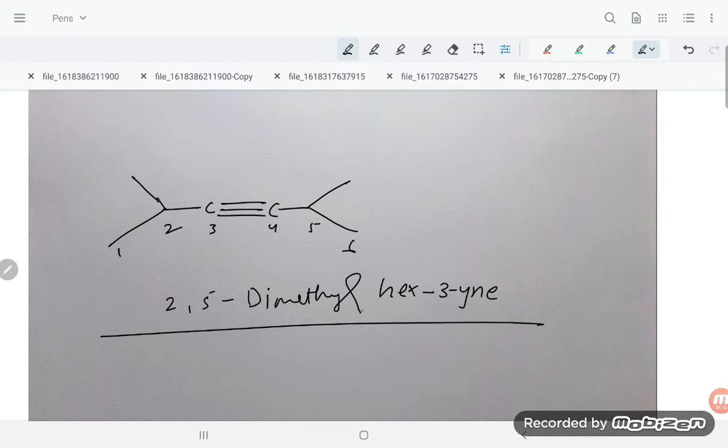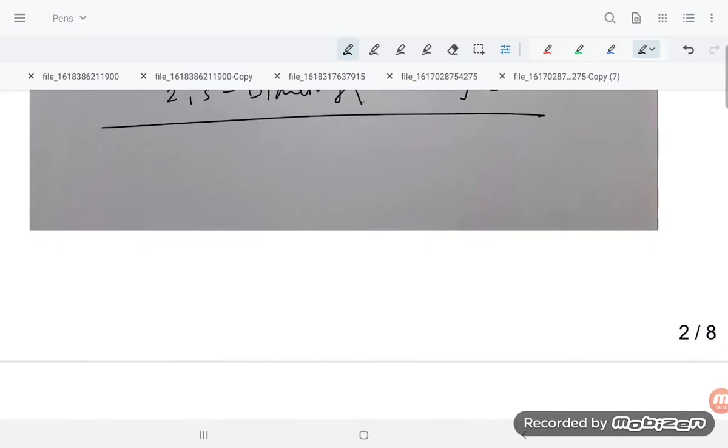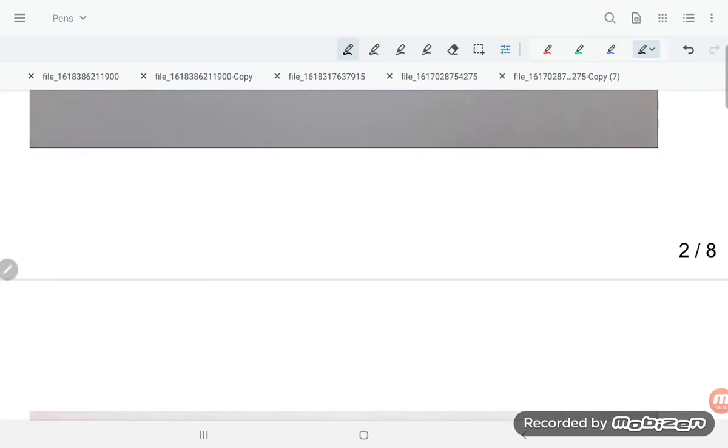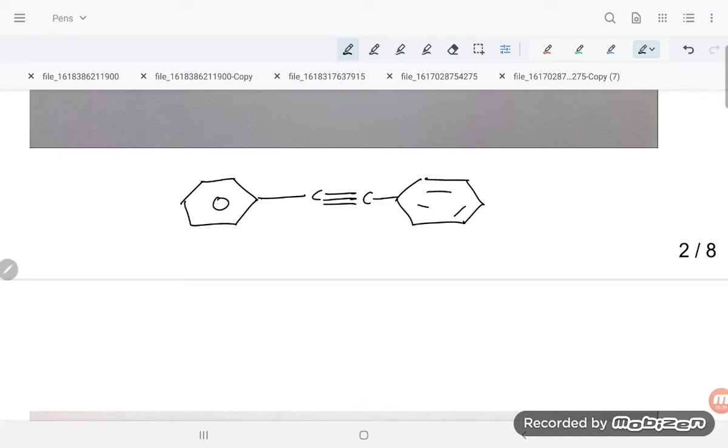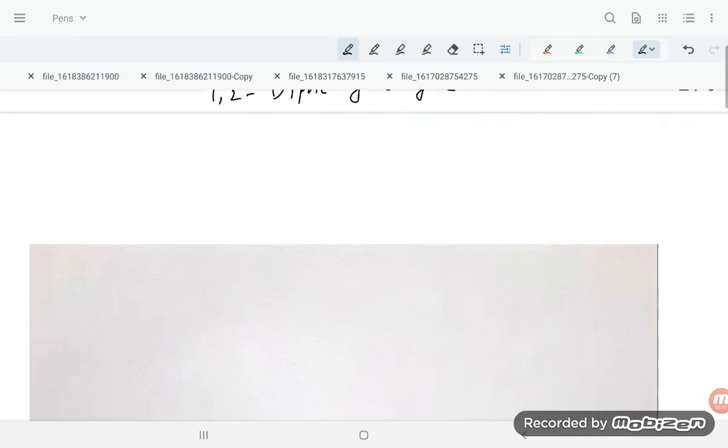Next one, you can do the name here, students. Here is C, here is a triple bond, and here is again a triple bond. How can you name it, students? Here is 1, 2, so 1,2-diphenyl, and it will be ethyne, 1,2-diphenylethyne. So this is the hydrocarbon.